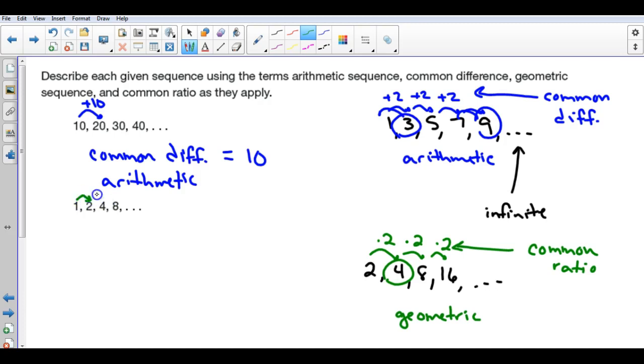So this one would have to be geometric if it works out by multiplication. It looks like we're multiplying by 2 every time. Since you're multiplying by 2, that means your common ratio is 2, and that also makes it a geometric sequence. So if you are using multiplication and division, it's geometric. If you're using addition and subtraction, it's arithmetic.